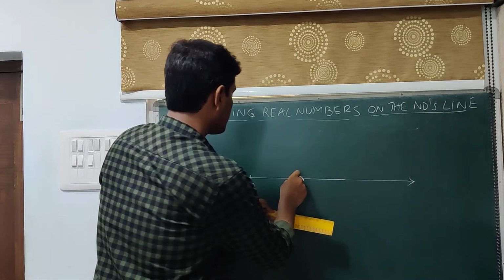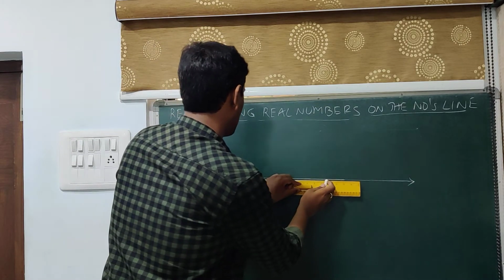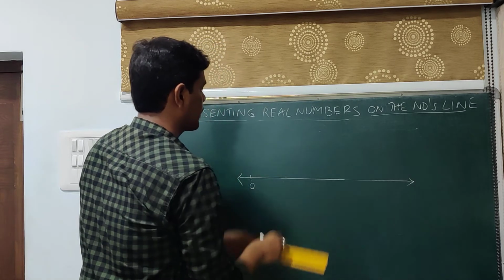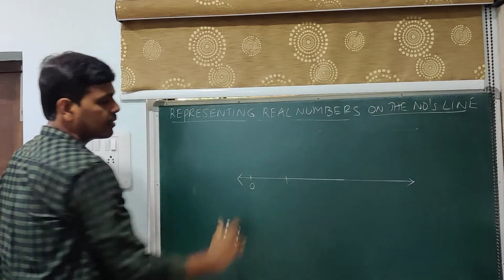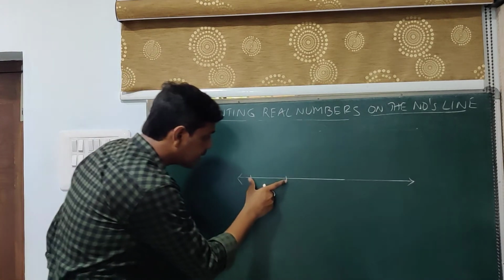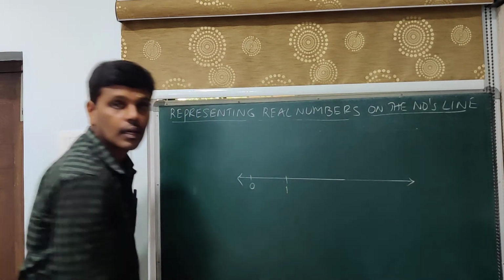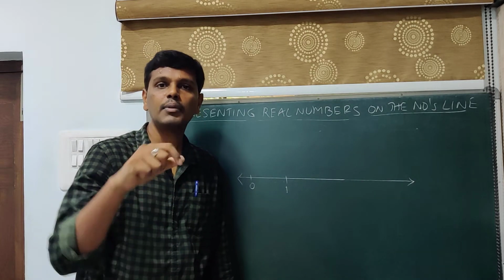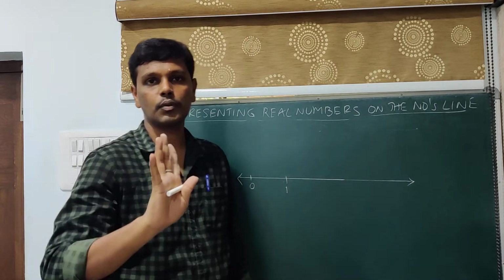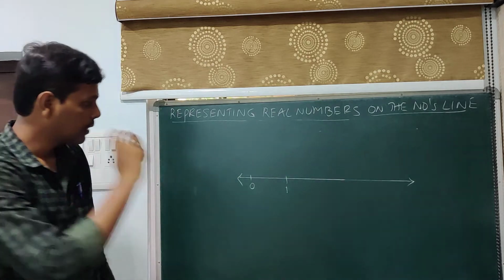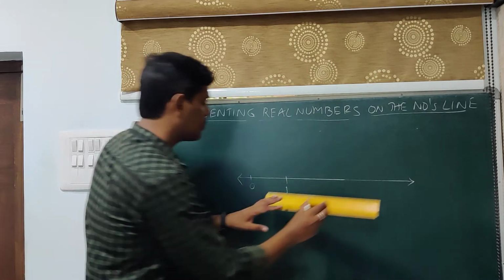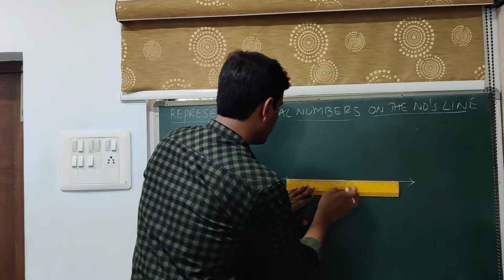Suppose this is the length which I am choosing. I am saying that this length is 1 unit. It is not 1 centimeter. Whatever length you take, I am defining that length as 1 unit. It is not 1 centimeter. So I have taken this as 1 unit. You can take any length of your choice. Similarly, I am marking equally.